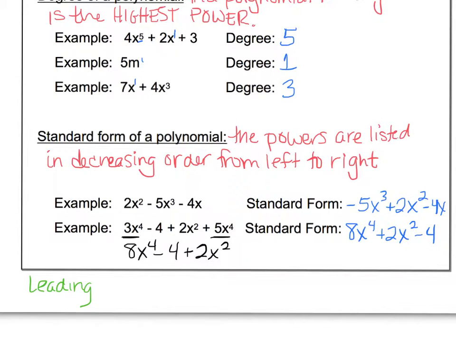So when you have written your polynomial in standard form, that is from highest to lowest power, we call the first number before the variable the leading coefficient. So in example 1, negative 5 is my leading coefficient, and in example number 2, the 8 is your leading coefficient. Again, that has to take place when you are in standard form.